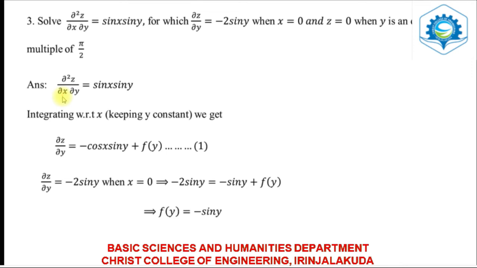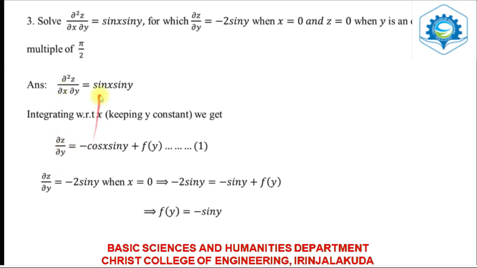So the second order mixed partial derivative is equal to sin x sin y. Now we are going to integrate with respect to x. Either order is also possible. Let us start by integrating this equation with respect to x. Obviously, we are keeping y constant. What we get? The differentiation with respect to x will get eliminated.